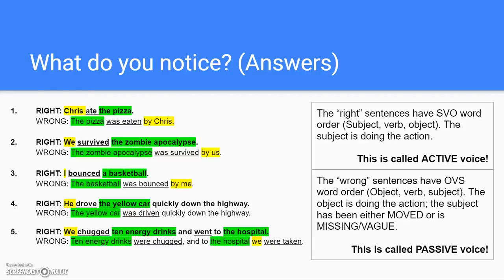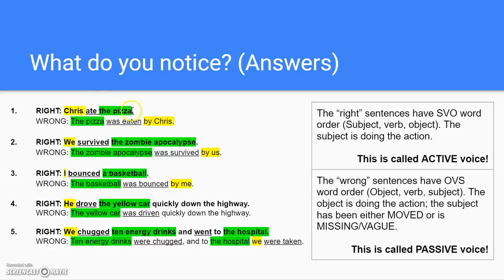The pattern is that all of the right sentences are in active voice and the wrong sentences are in passive voice. All of the right sentences have SVO word order. In other words, they go in order of subject, then verb, then object. The subject is doing the action. For example, in sentence 1, Chris ate the pizza. Chris, the subject, is doing the verb of eating. What is he eating? Pizza. The pizza is the thing being eaten, so it's receiving the action.